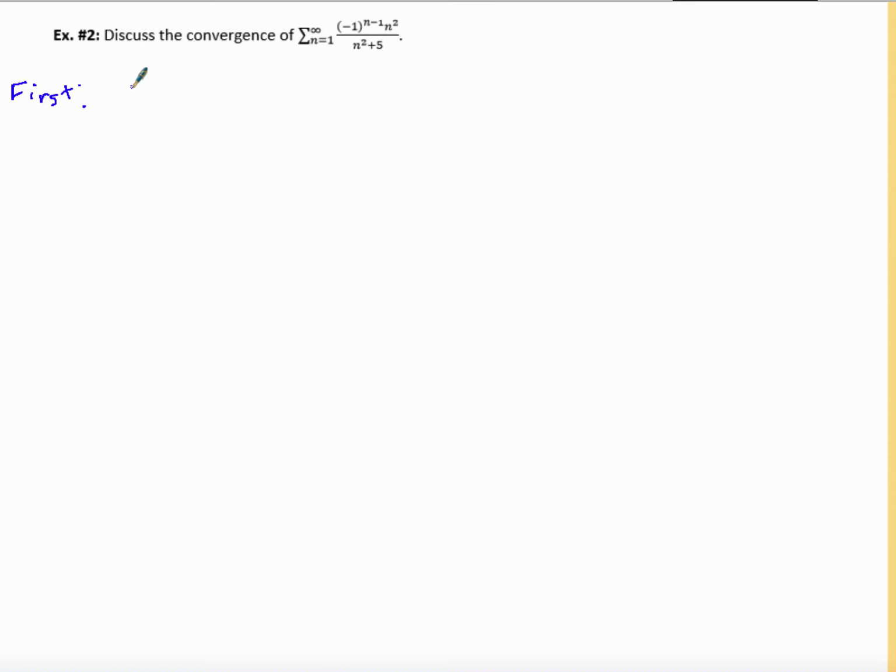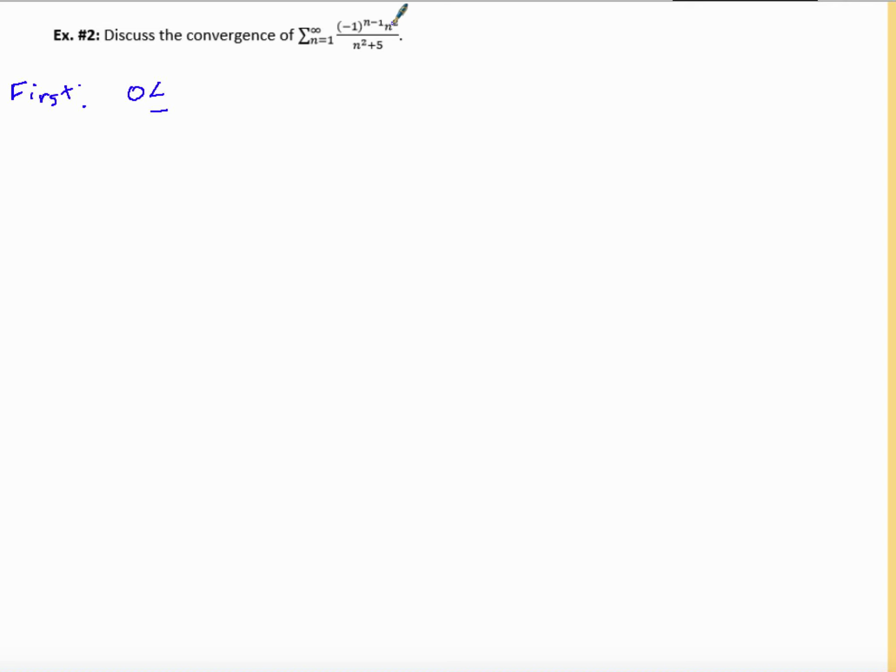Okay, let's try it again. First, we're going to check and make sure this is a decreasing function. So it's got to mean that 0 is less than or equal to the b sub n plus 1 term. Everywhere I see an n, I'm going to put in an n plus 1.